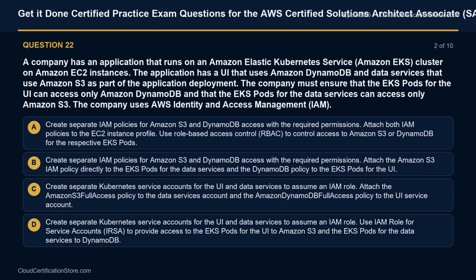Option C. Create separate Kubernetes service accounts for the UI and data services to assume an IAM role. Attach the Amazon S3 full access policy to the data services account and the Amazon DynamoDB full access policy to the UI service account. Option D. Create separate Kubernetes service accounts for the UI and data services to assume an IAM role. Use IAM roles for service accounts, IRSA, to provide access to the EKS pods for the UI to Amazon S3 and the EKS pods for the data services to DynamoDB.